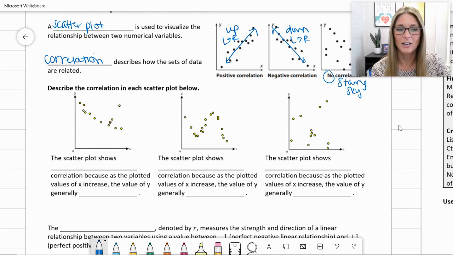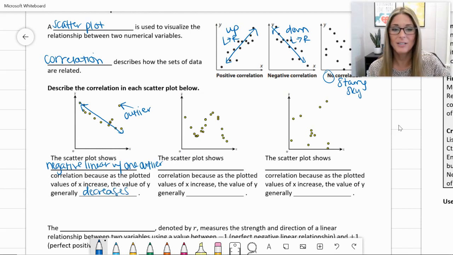You can see your dots here are kind of going downward from left to right, but we do have here an outlier. So an outlier is a data point that does not follow the trend. The scatter plot shows a negative linear correlation with one outlier, because as the plotted values of x increase, the value of y generally decreases.